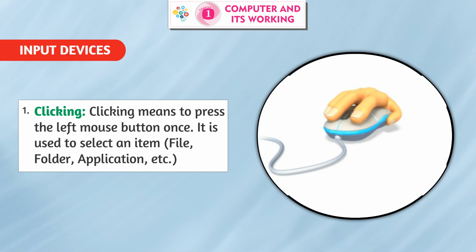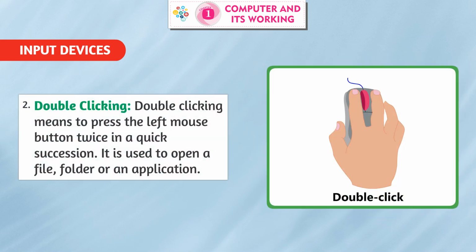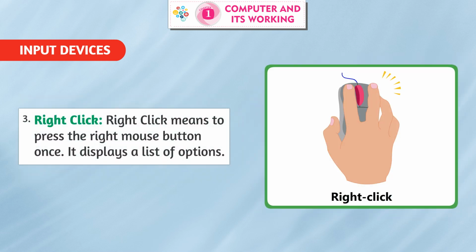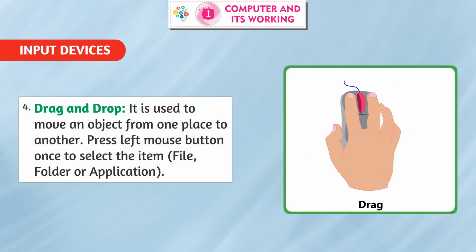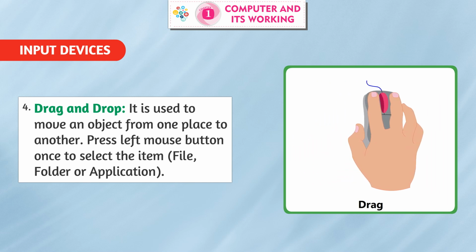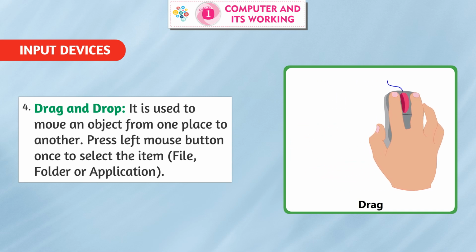Clicking. Clicking means to press the left mouse button once. It is used to select an item, file, folder, application, etc. Double-clicking. Double-clicking means to press the left mouse button twice in quick succession. It is used to open a file, folder, or an application. Right-click. Right-click means to press the right mouse button once. It displays a list of options. Drag and drop. It is used to move an object from one place to another. Press the left mouse button once to select the item, file, folder, or application.